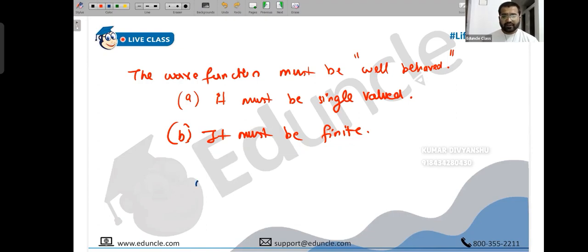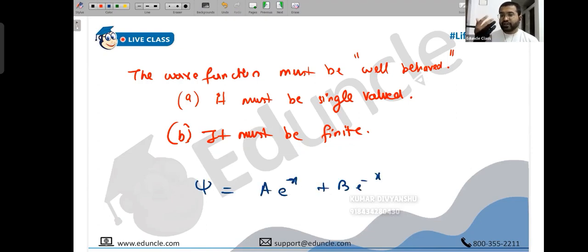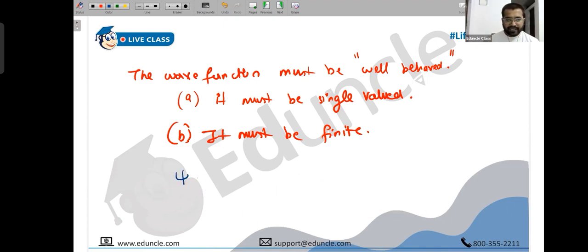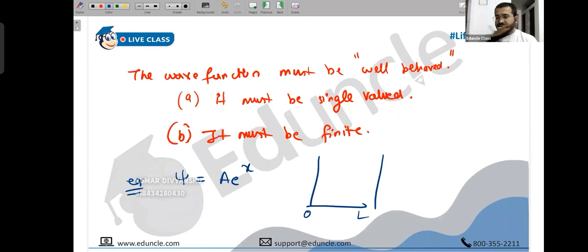You don't realize this. For example, I'm sure you must have come across an equation where you write psi as a e raised to x and then maybe b e raised to minus x, and they tell you that a is 0 or b is 0. Why? It is related to this statement. When you say it must be finite, suppose you have a function where a e raised to x, but they have also mentioned that x can take any value along the x-axis throughout. There is no boundary. It's not a bounded 1D box where x is finite from 0 to L. It's just a wave function along the x-axis.